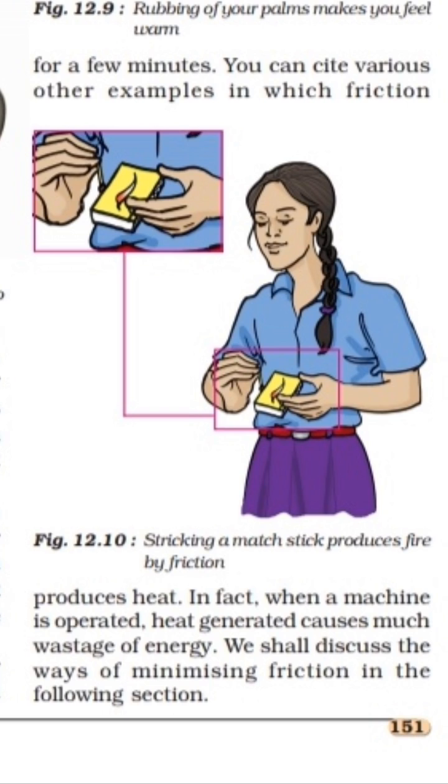In fact, when a machine is operated, heat is generated and it causes wastage of energy, because we cannot use that heat energy. We shall discuss the ways of minimizing friction in the following section. In the next section of this chapter, we are discussing how to minimize friction.